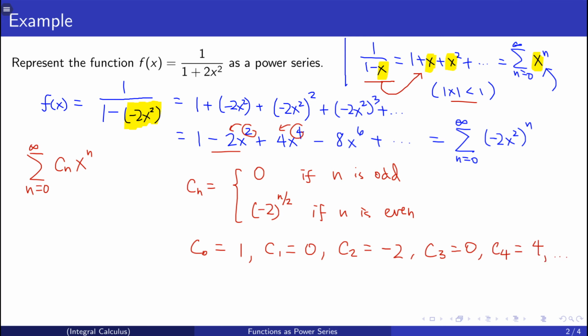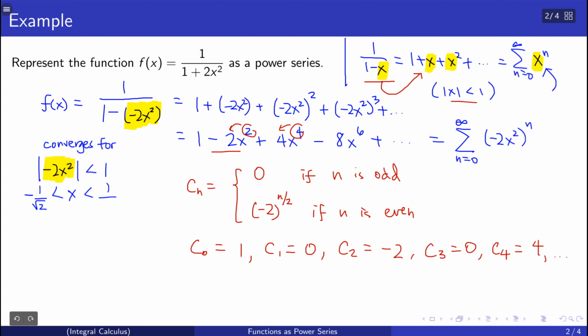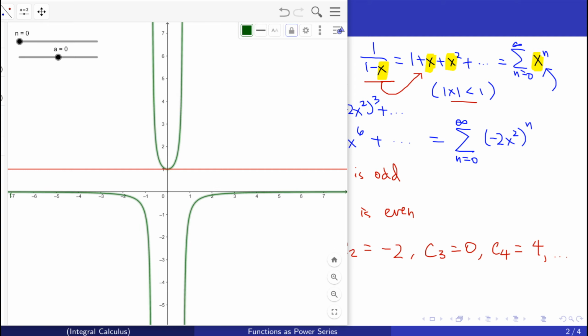So this is a power series. And in fact, we can also say where it converges. Where does it converge? Well, whatever this ratio was, whatever this thing was inside the parenthesis must be less than 1 in absolute value. And you simplify this a bit, and you'll get minus 1 over root 2 to 1 over root 2. Okay, and I'll show you what that looks like. Oh wait, this should be plus.